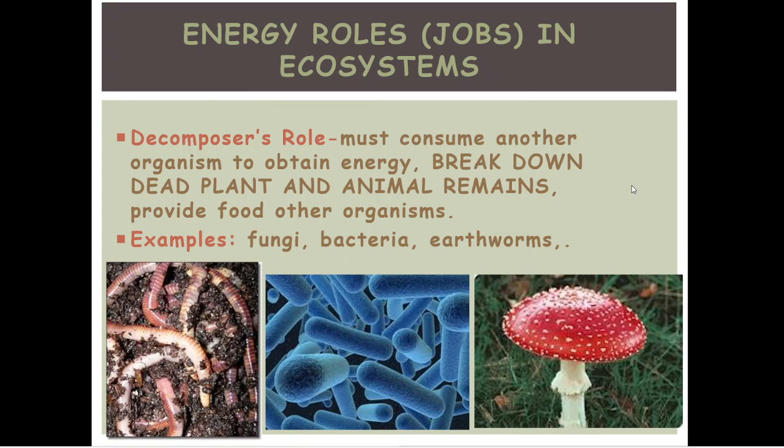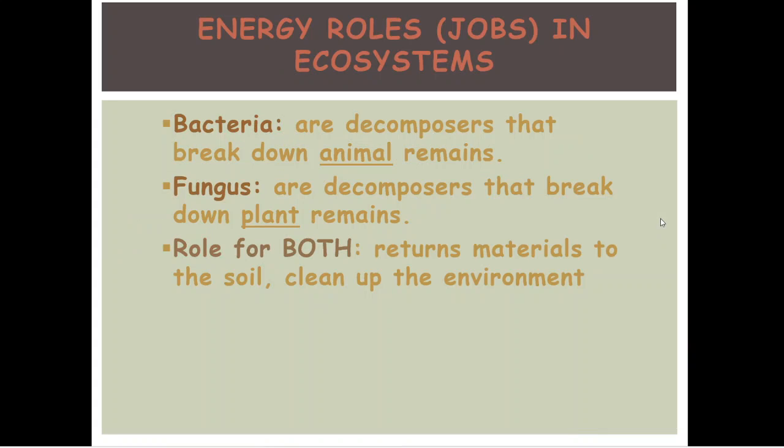We also have decomposers. Those are part of our ecosystem, and they must consume another organism to obtain energy, and they break down dead plant and animal remains, and they provide food for other organisms. Things like fungi, bacteria, and earthworms all break down and help decompose material. So some examples here: bacteria are decomposers that break down animal remains. Fungi are decomposers that break down plant remains. And the role for both is returning materials to the soil.